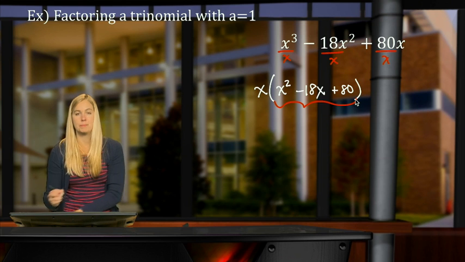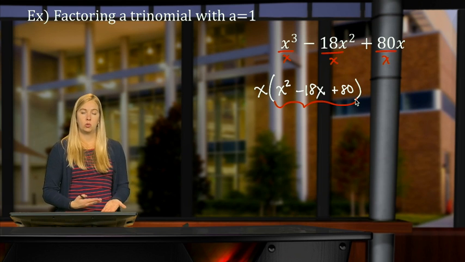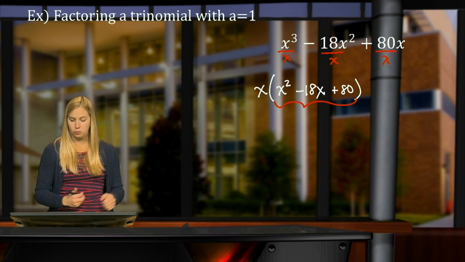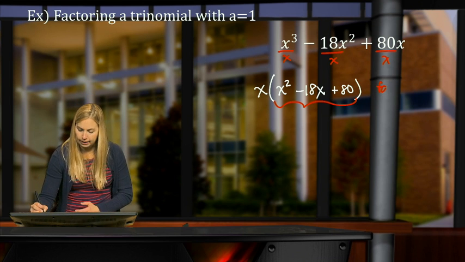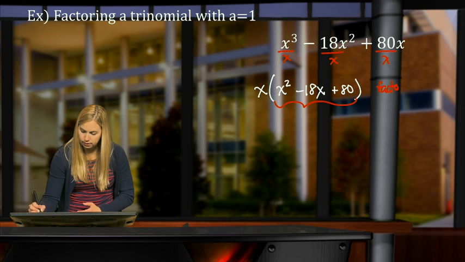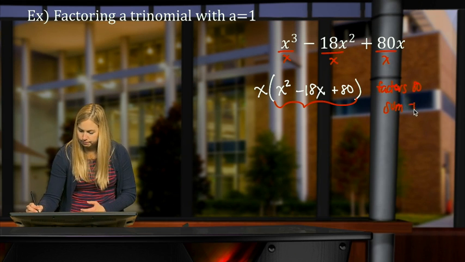And now we have left in the parentheses that quadratic trinomial with a lead coefficient of 1. So we're looking for factors of 80 that sum to negative 18.